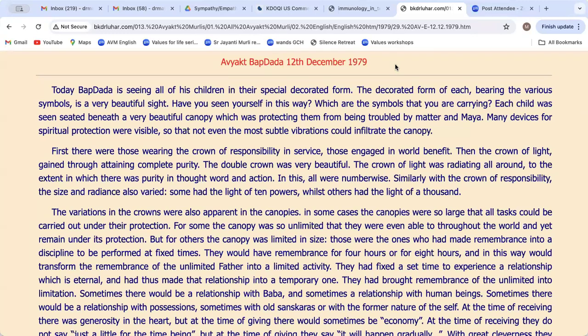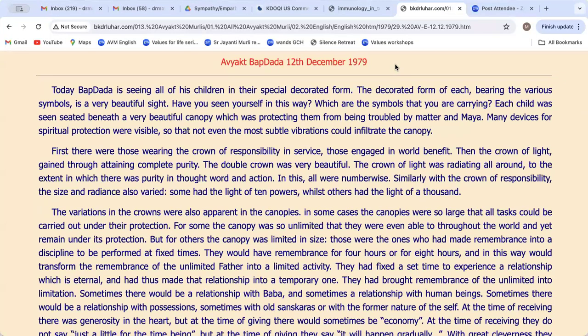Each child was seen seated beneath a very beautiful canopy, which was protecting them from being troubled by matter and Maya. So firstly, canopy is a Chhatra Chhaya. I'm sure you all know those Raja Maharajas, they have a big umbrella under which they move. You can see, in the scorching heat of India or an Asian summer, you need that umbrella. That is for protection from the sun. That is the very gross use of it, which I'm telling you.